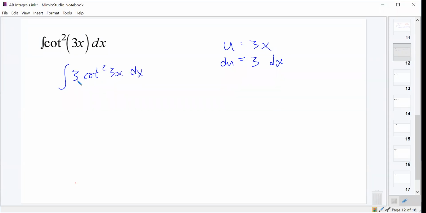And if I put a 3 inside of there, that means we need to put a 1/3 on the outside. Everybody agree with that? All right. So we've now got 1/3 of the integral of the 3 dx becomes the du, and then cotangent squared 3x becomes cotangent squared u du. All right, so do you have a rule for cotangent squared of x or cotangent squared of u on your integral rules sheet?